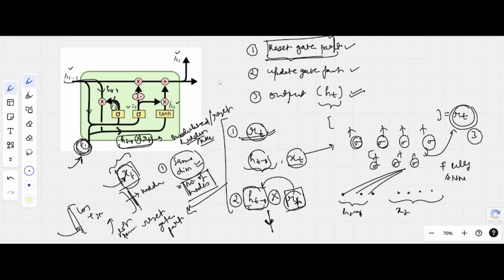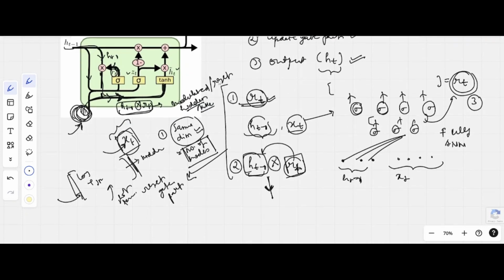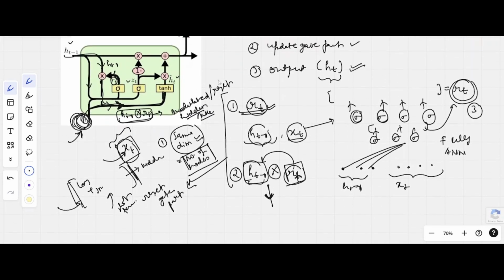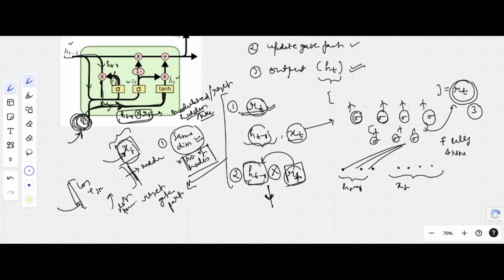Okay, now this hidden state, along with, not alone, but along with xt, this xt and this reset hidden state goes as input here. So what I'm saying is, let me again pick this architecture and paste it below. Just hold on with me for some time.